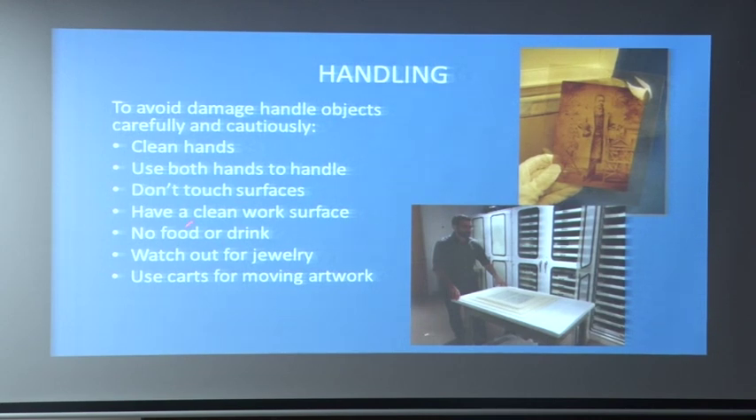It usually covers some of the basics: using clean hands when you handle artwork, using gloves. Many materials are extremely sensitive to the oils in your fingers. Once you get your fingerprints on them, things like photographs and metals can be etched by the oils in your fingers. You want to use both hands when you're handling things. If you grab something by a corner, there's a chance you could break a corner off.